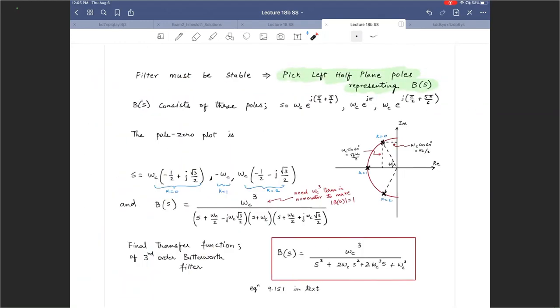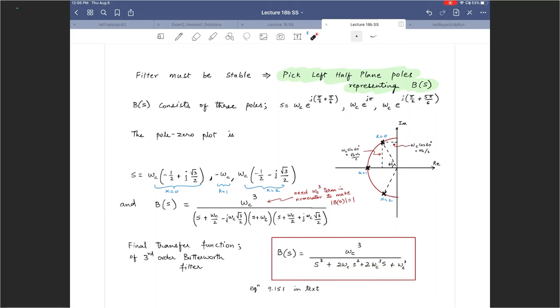That's how you go there. So the filter must be stable. So we are going to pick the left half plane for the poles represented by B of s. B of s consists of 3 poles. Where are they? They are all omega c away from the origin at angles 120, 180, and 180 plus 60.